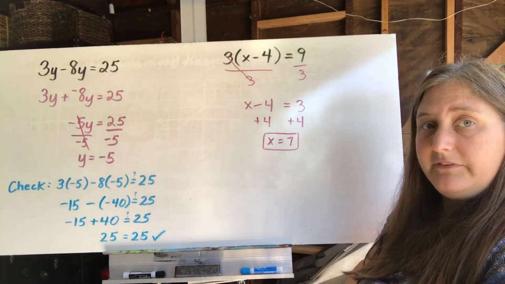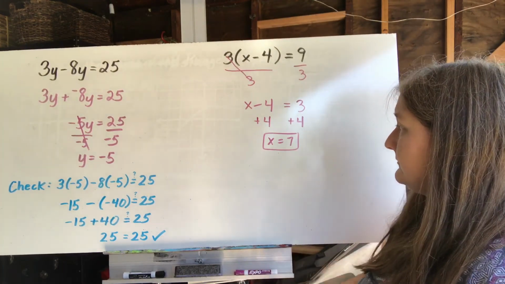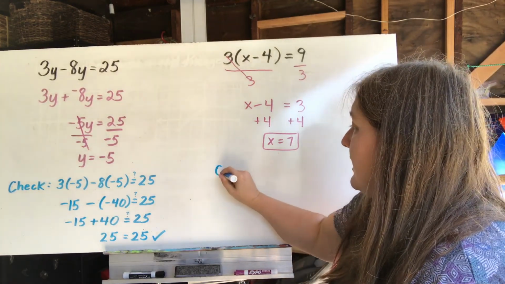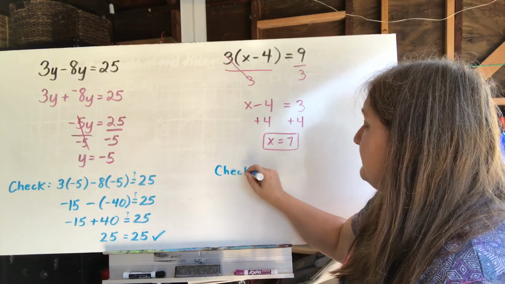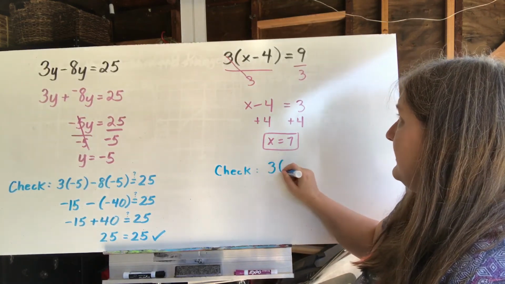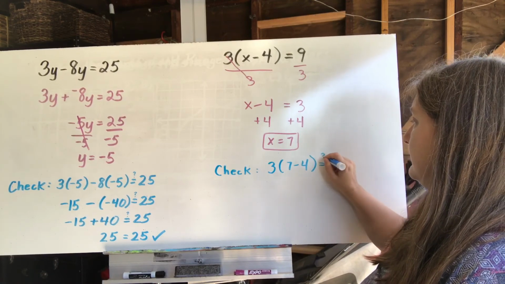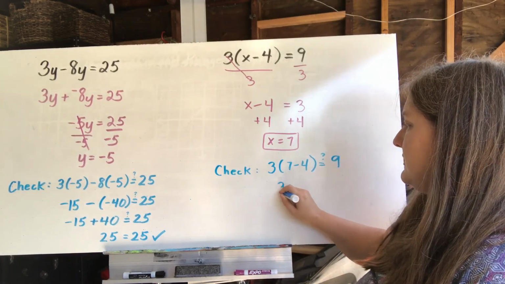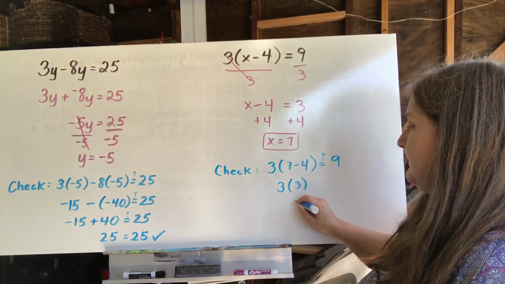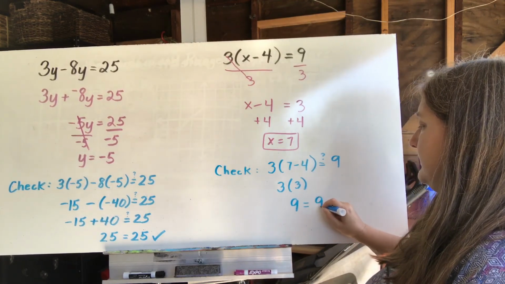So before moving on, let's check our answer. For my check, I'm going to plug 7 in place of x. So 3 times 7 minus 4 equals, we're hoping, 9. So 7 minus 4 is 3, and 3 times 3 is 9, which is the answer we want, so it checks out.